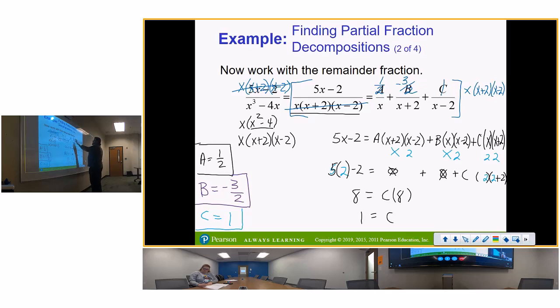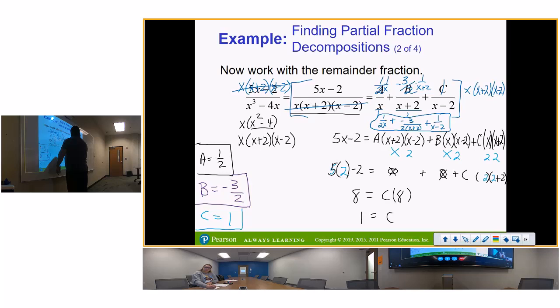Now, you can work with this. When you divide 1/2 by a fraction, what do you multiply by? 1 over x. So that's going to be 1 over 2x plus, well, that's over 1, so 1 over x plus 2, so that's going to be -3 over 2 times x plus 2 plus 1 over x minus 2. That should be your answer.